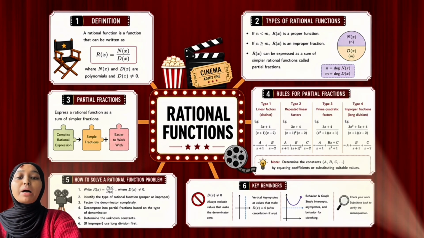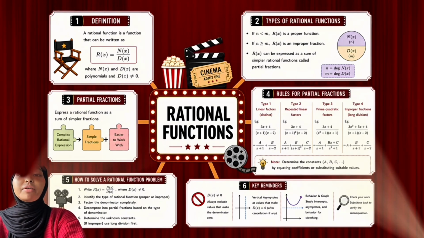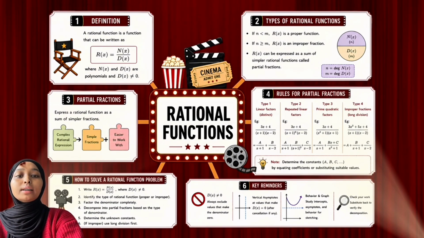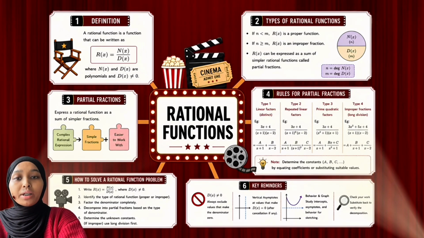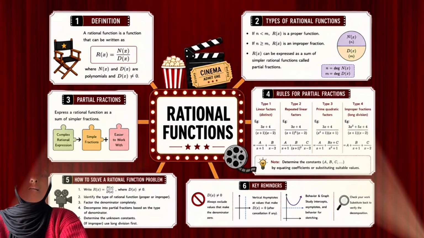The form of the partial fraction depends on the factors in the denominator. For different linear factors, we use one simple fraction for each factor. For a repeated linear factor, we include a fraction for every power of that factor. For an irreducible quadratic factor, the numerator must be written in the form ax plus b.